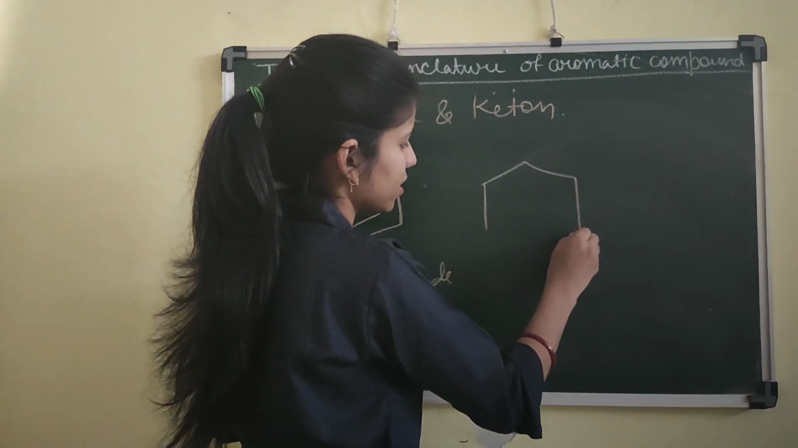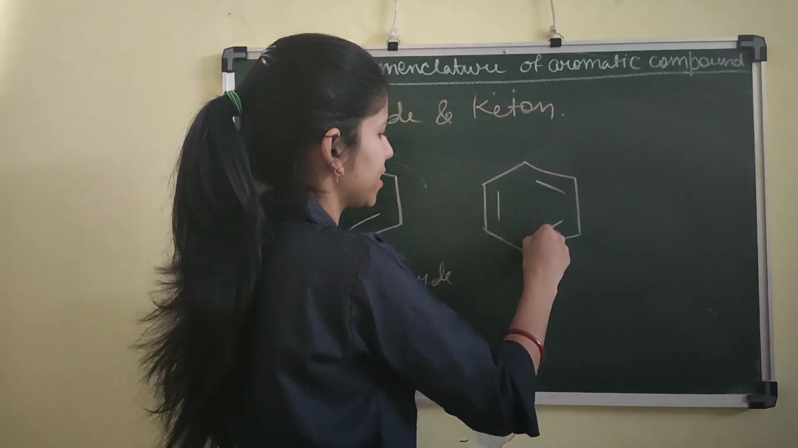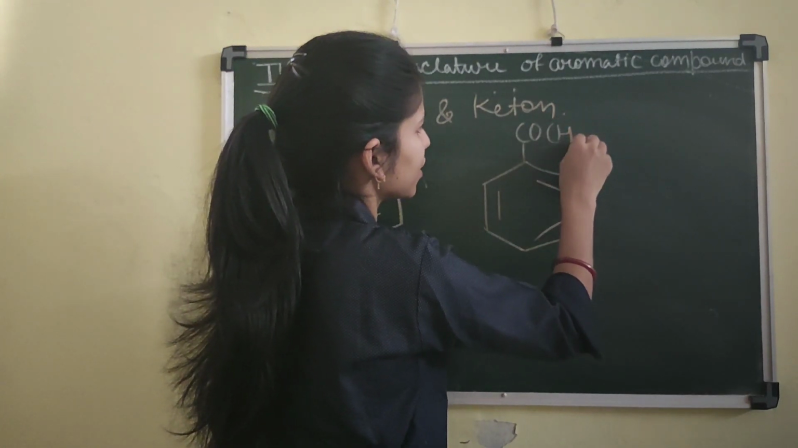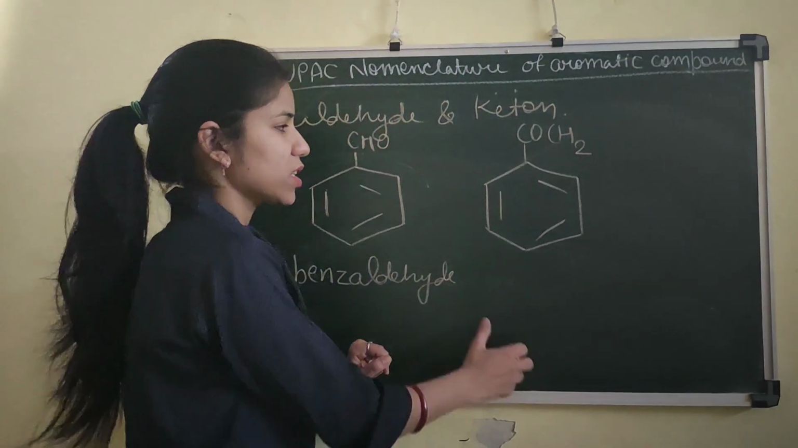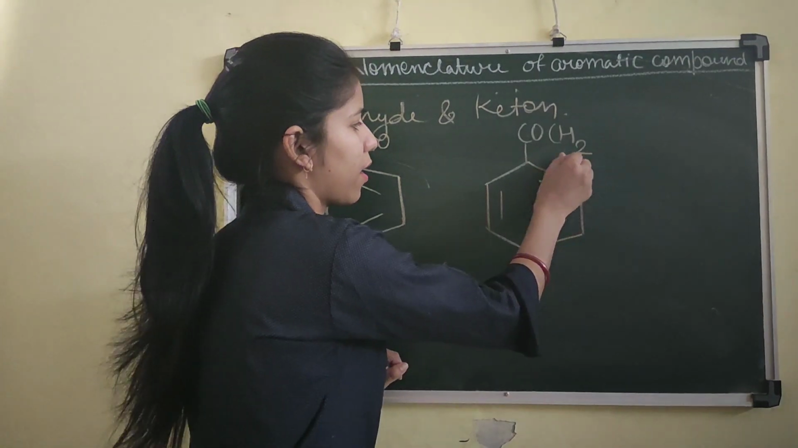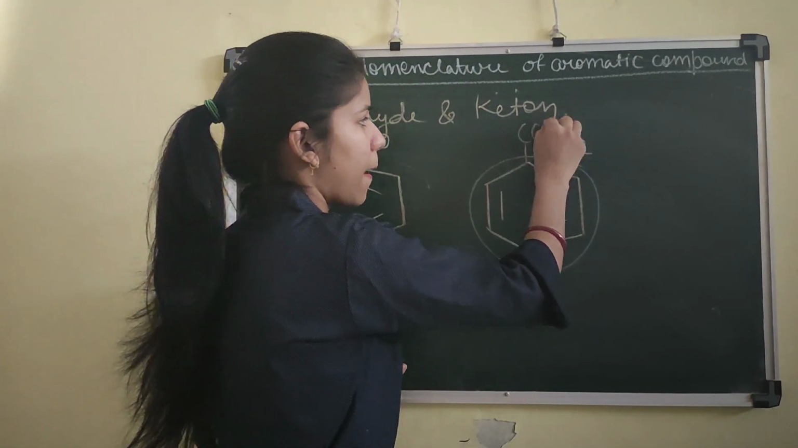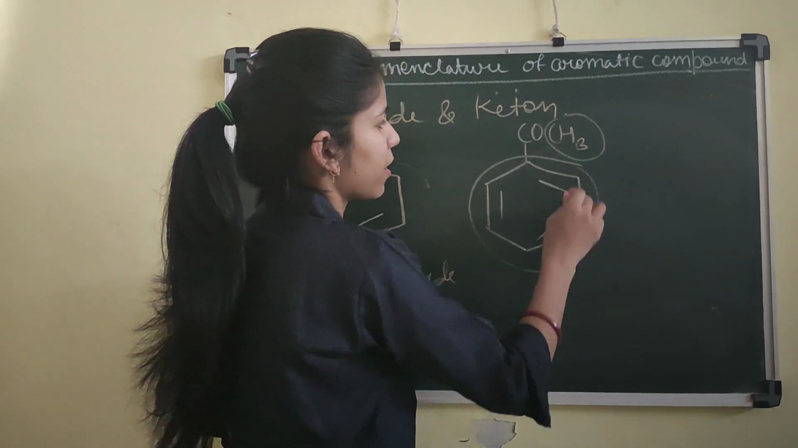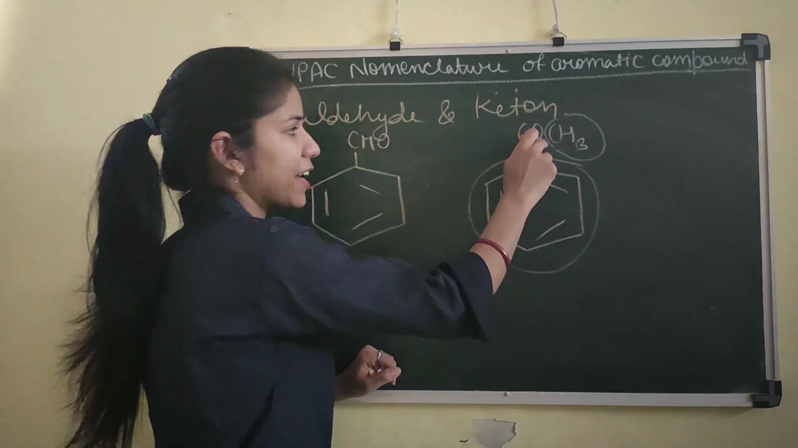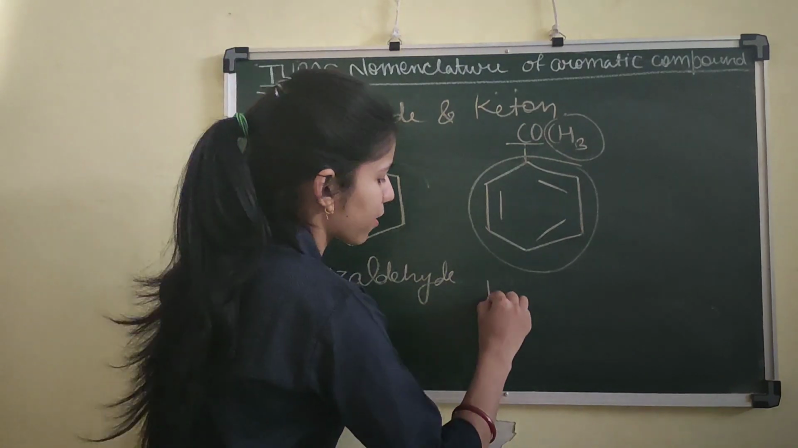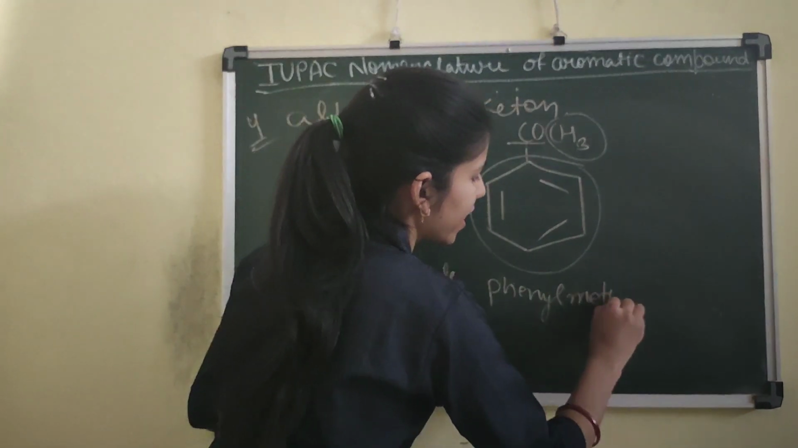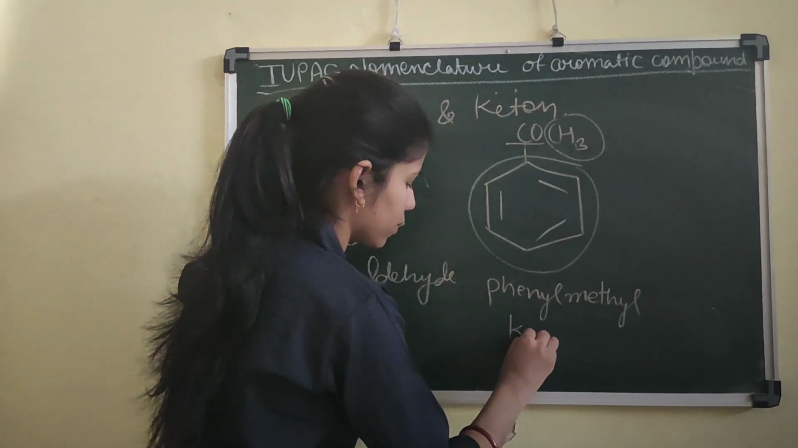And if there is a benzene ring present and COCH3 is present, so this is called phenyl, methyl, and this is a ketone group. So phenyl methyl ketone.